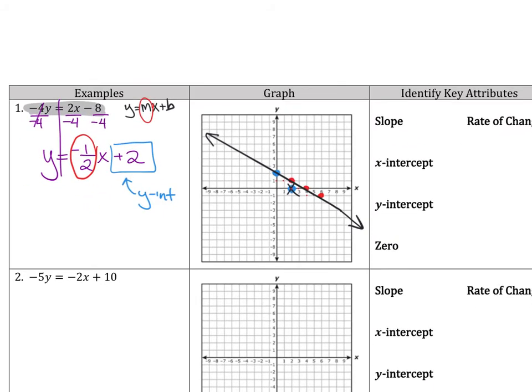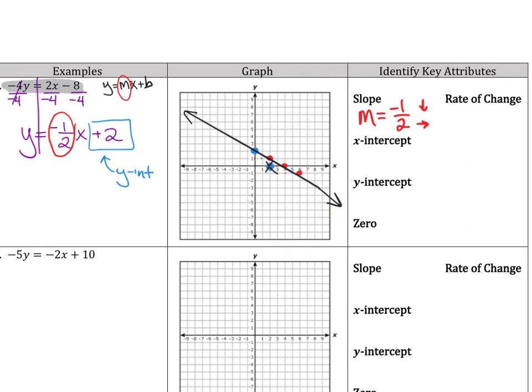The slope is negative 1/2. Thank you. So we're going to say m equals -1/2. That means we're going down and to the right. What is the rate of change, though? It's the same thing as the slope, absolutely. So we're still going to answer m equals -1/2, because they're the same thing. It's just 2 different vocabulary words for the same part.